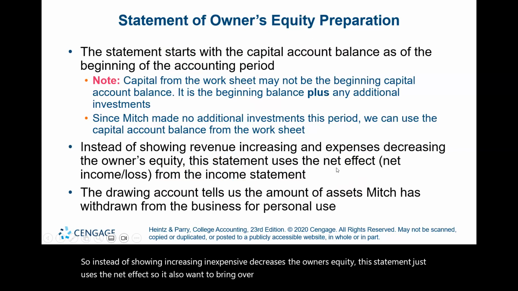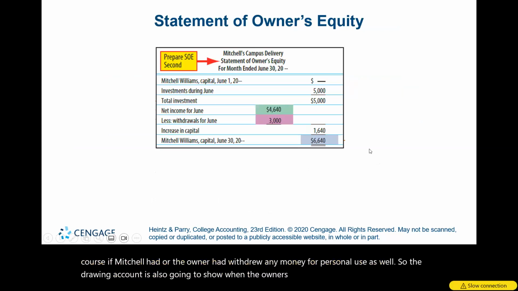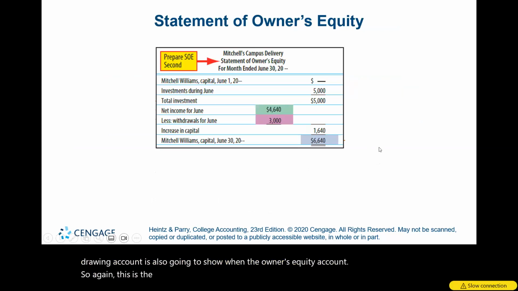So this is why it's important that we complete our income statement first before we can complete our owner's equity statement, because we need to know whether we have a net income or a net loss. The drawing account is also going to show us, of course, if the owner withdrew any money for personal use. So the drawing account is also going to show on the owner's equity statement. Again, this information can be pulled from the worksheet as well.